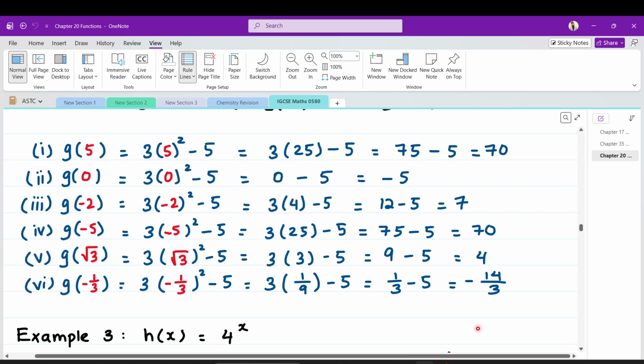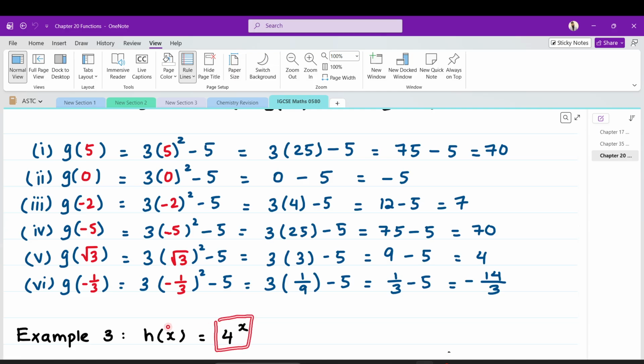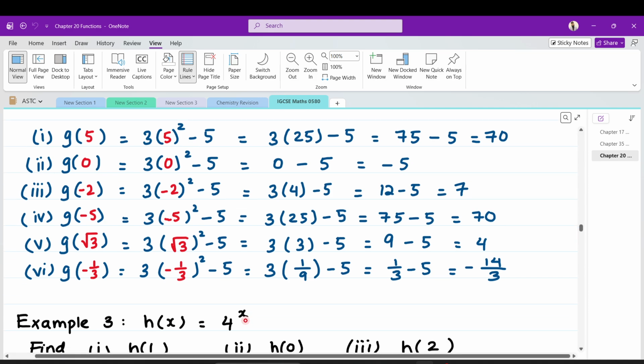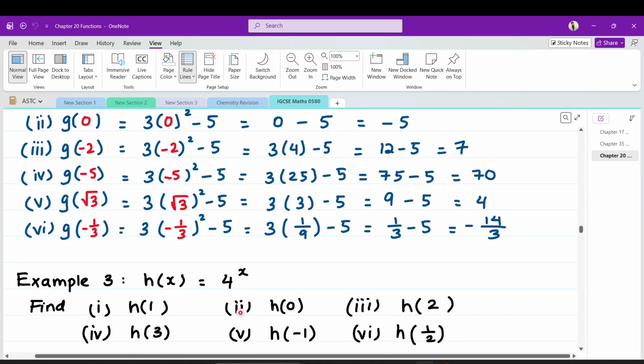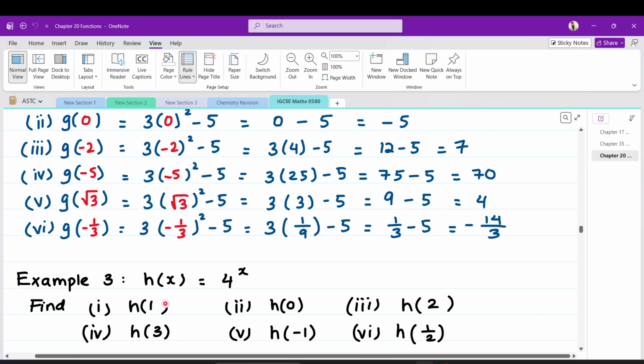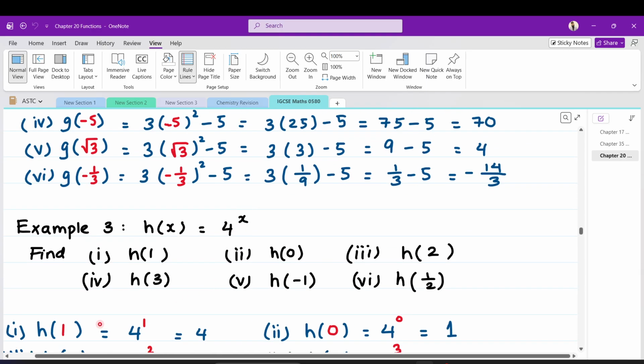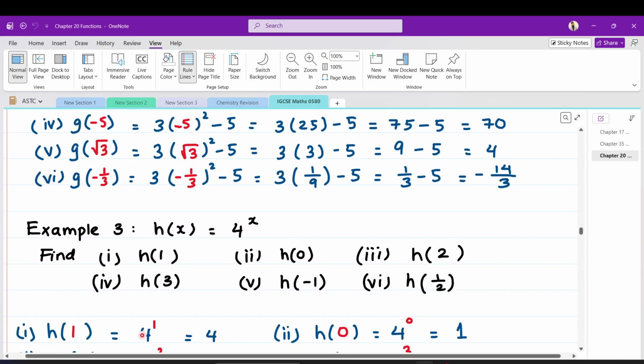Now, you have another example where we have an exponential function. Okay. So here we have h of x equals 4 to the power of x. So let's see. Here we'll try different values. So when we plug in the value of 1, it will be substituted over here. So therefore h of 1 equals 4 to the power 1, that is equal to 4.